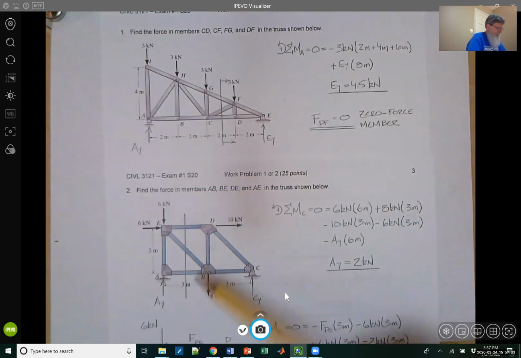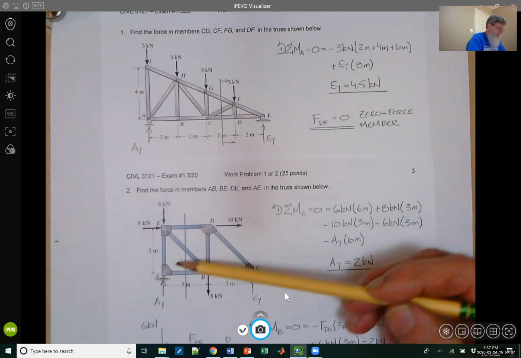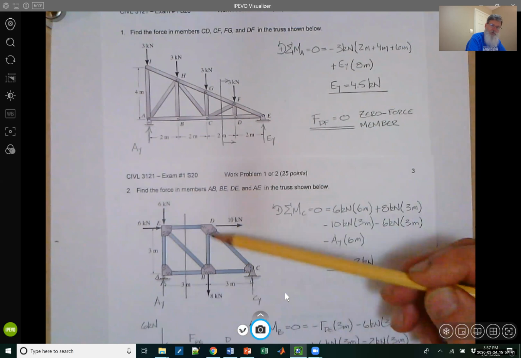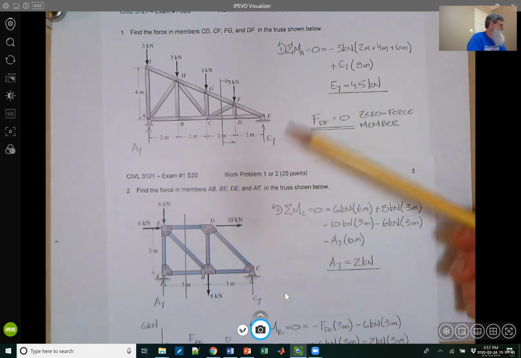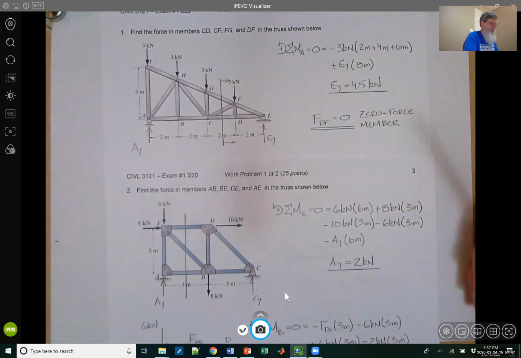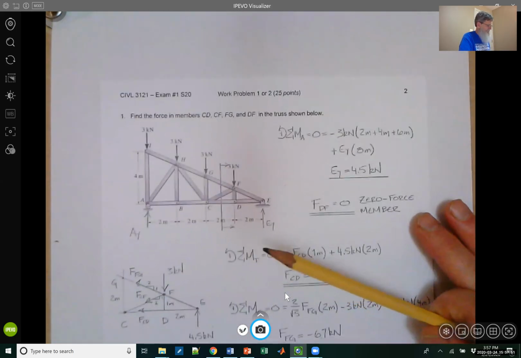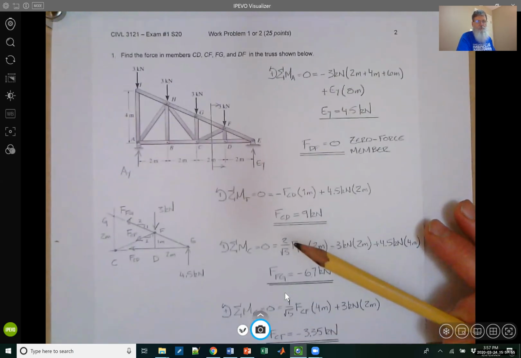On the second problem, I could cut here and do method of sections, or I could also try some method of joints. That might be a little more challenging with method of joints. So right now, I don't really see much difference. The majority of the class, basically 78%, liked question one. So let's look at question one.